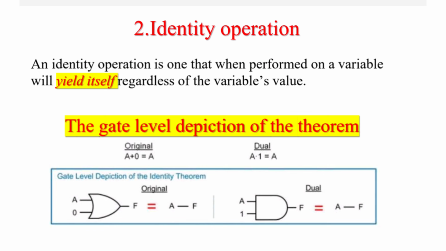Identity operation. An identity operation is one that, when performed on a variable, will yield itself regardless of the variable's value.